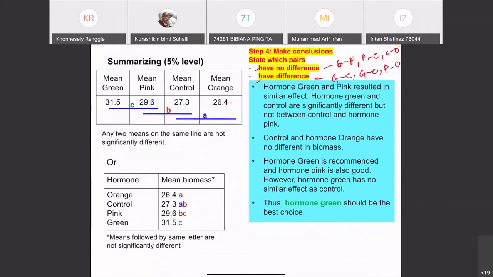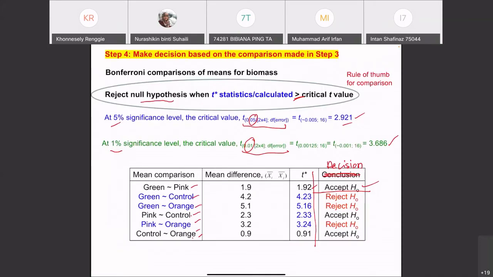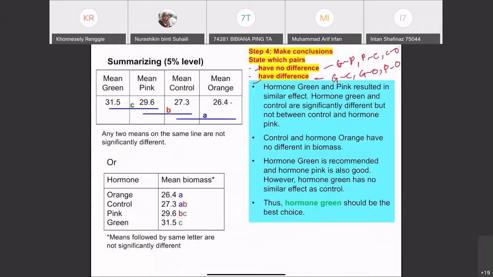So if you see this table, for green and pink, you construct one line and you denote it as C, or maybe A also can. And then the other line is pink and control, where you accept the null hypothesis. Okay, you draw another line B. And the other line is control and orange, you put as A.